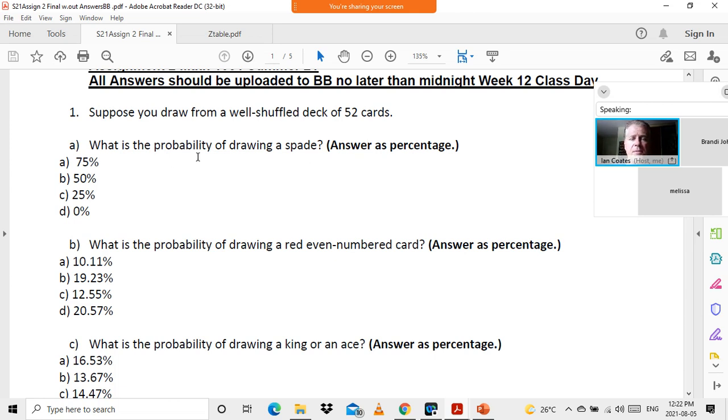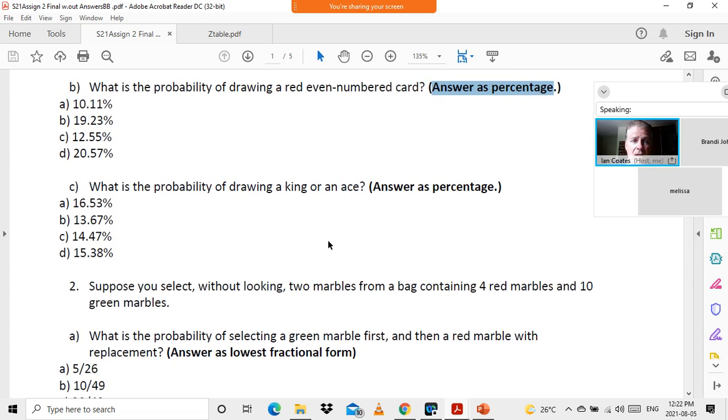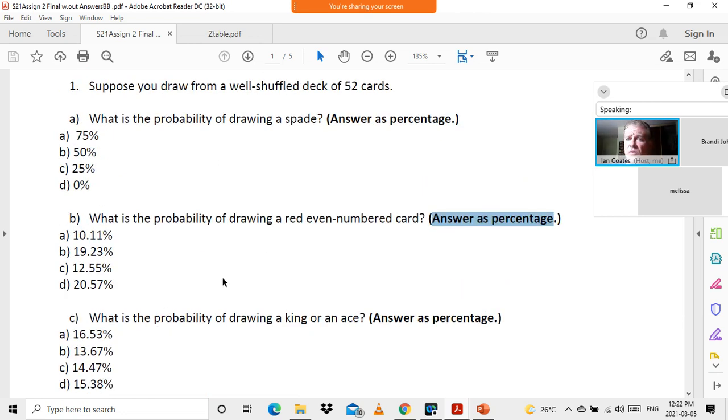So what is the probability of drawing a spade? And you'll see that each of these has how I would like it answered. I think there are one or two of them that I've changed from the original test. So this is the one you're looking for, and this is what it will look like on Blackboard when you enter your answers into the e-portal, okay? What is the probability of drawing a red even numbered card? What is the probability of drawing a king or an ace? So these are the ones that were cards, only cards.